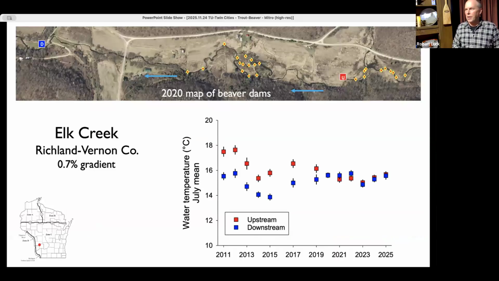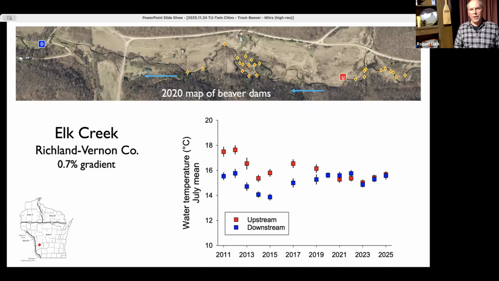So I'm going to change a bit to talk about temperature, and I'm going to show you one of my long-term data sets from Elk Creek. This is a stream that's had beaver activity going back to 2016, 2017. I've been working on this stream since I started in DNR back in 2003, 2004, and we've had multiple data loggers at two different locations since 2011.